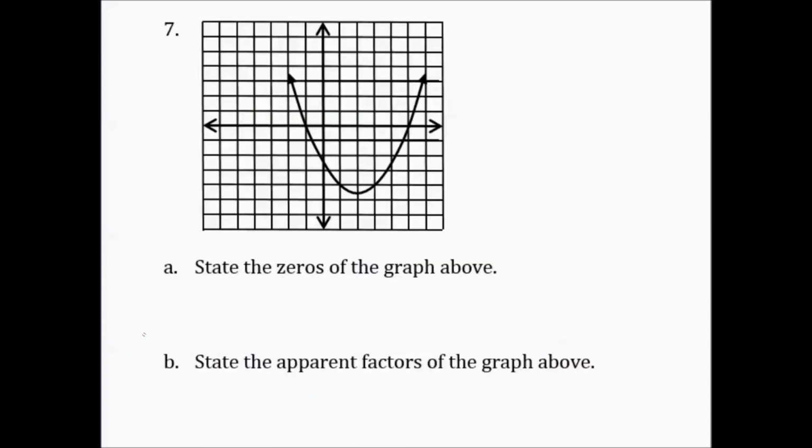Lastly, we have a graph. Part A says to state the zeros. Remember that zeros is another word for x-intercept. So if I look here, my x-intercepts are at x equals negative 1 and x equals 5.